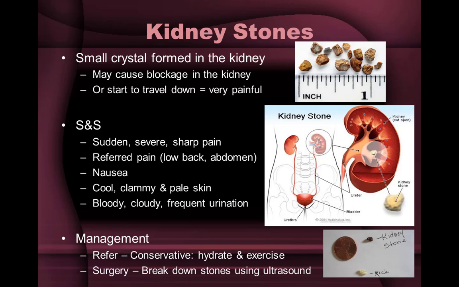Symptoms of kidney stones include flank pain or pain in the low back and abdomen. The pain can sometimes be quite severe. Other symptoms include nausea, cool, clammy, and pale skin, and blood in the urine, sometimes called hematuria, cloudy urine, or frequent urination, or at least the urge to go. People with certain medical conditions, such as gout, and those who take certain medications or supplements are at risk for kidney stones. Diet and hereditary factors are also related to stone formation.